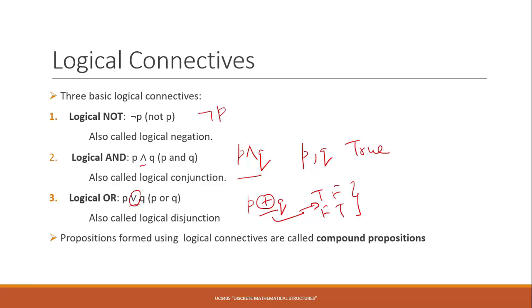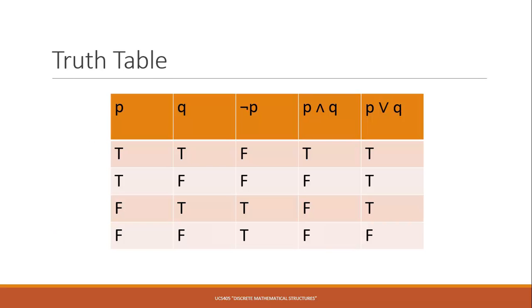Now, propositions formed using logical connectives are also known as compound propositions. There are two more logical connectives, conditional and biconditional, which we will discuss in the next video. So, constructing a truth table for these three logical connectives, that is not, and, or. Suppose we have two propositions represented by variables P and Q. So there will be a total of 4 combinations: P true Q true, P true Q false, P false Q true, and both false.